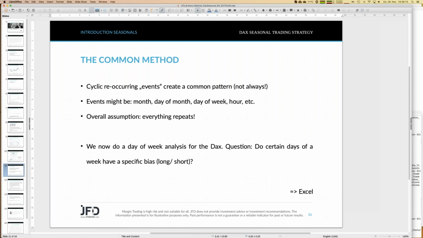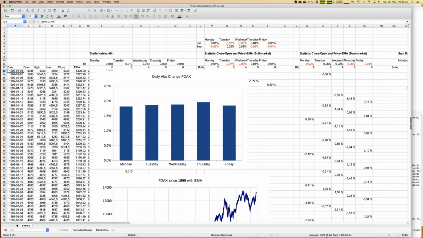But now it comes to the proof. We have to prove that. Otherwise, I would not believe anybody just telling me such a sequence. But let's care about the proof. And that means we use Excel, and we will focus, in this case, on FDAX, so the future of the DAX.